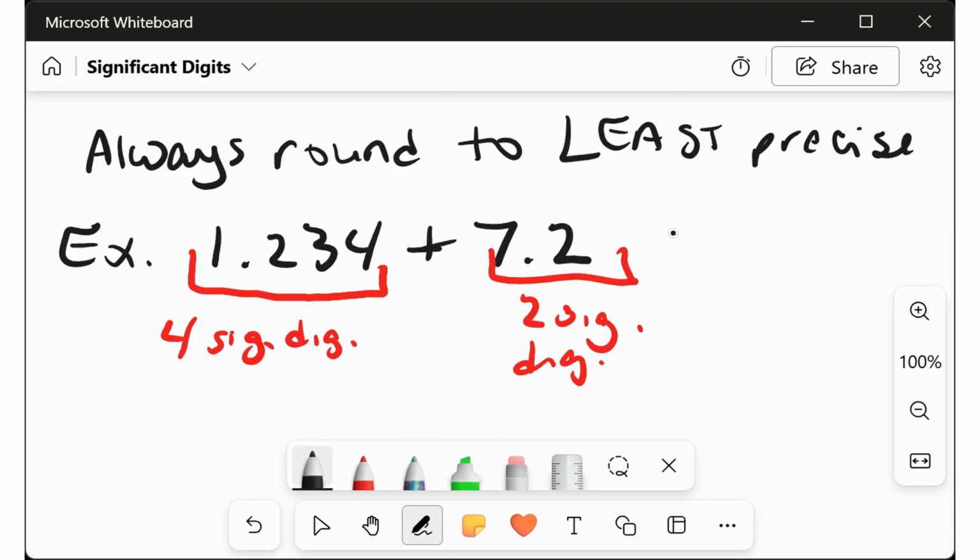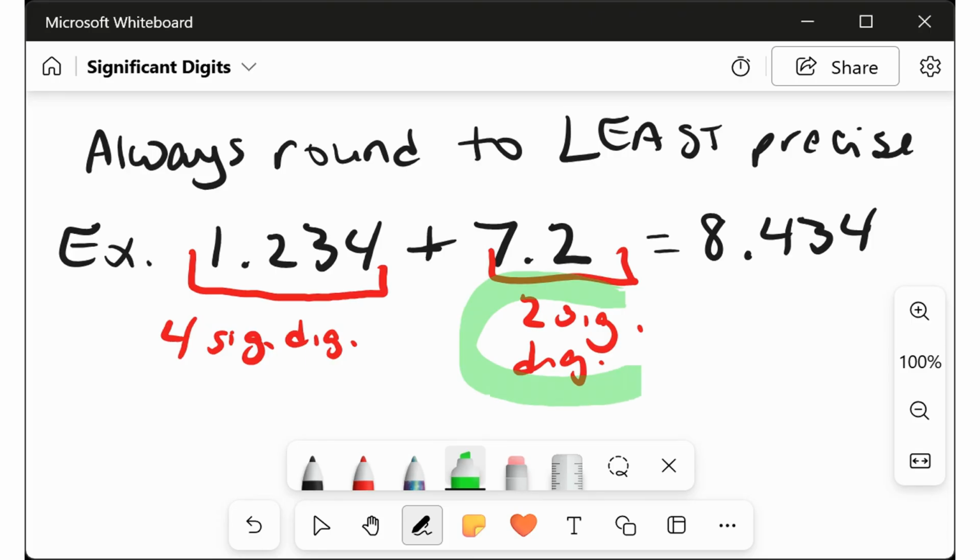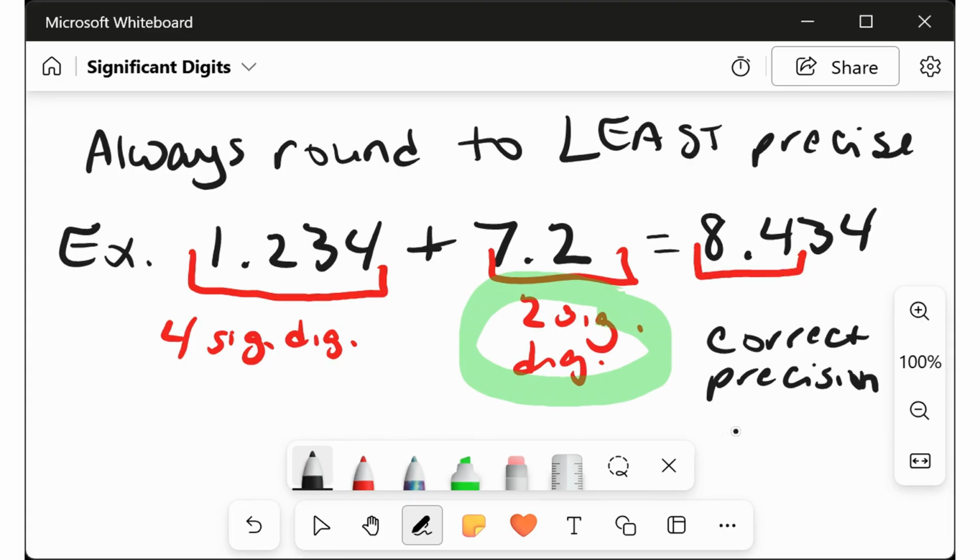Okay. So when we add this together and just adding it as it is, we get 8.434. But because of this here, we only want to round. So this has two significant digits. So with the correct precision, your answer would be 8.4.